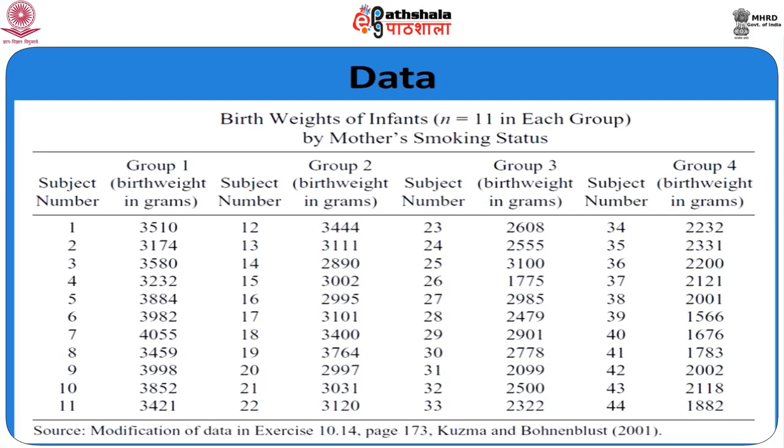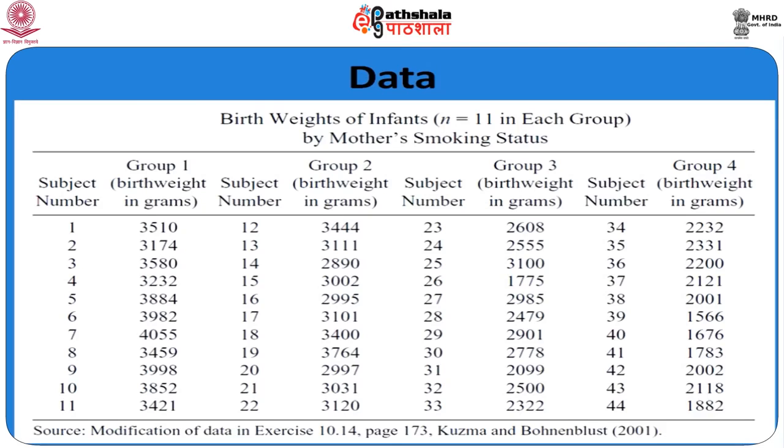There is group 1, group 2, group 3 and group 4. So total n equals 11 per group. It's a balanced design, and the main question is: what do you conclude about the effect of smoking on birth weight? So this is the data that I am going to use for the different multiple testings that I explore. Before that, as you know, you have to fit an ANOVA.